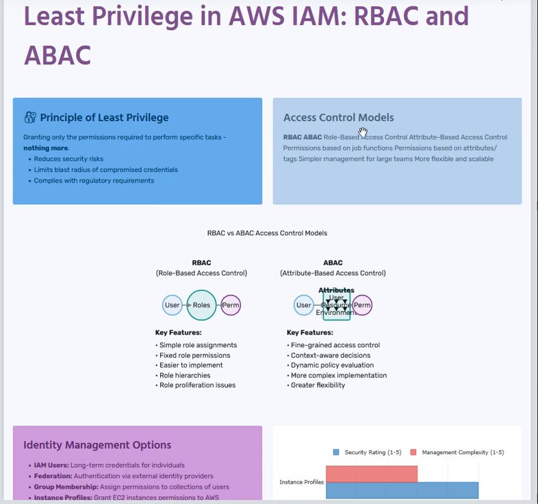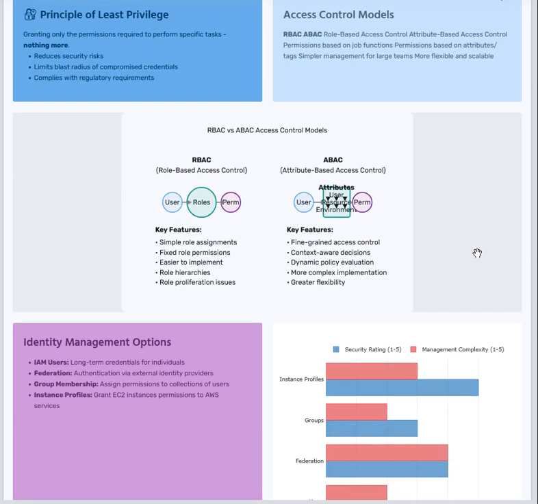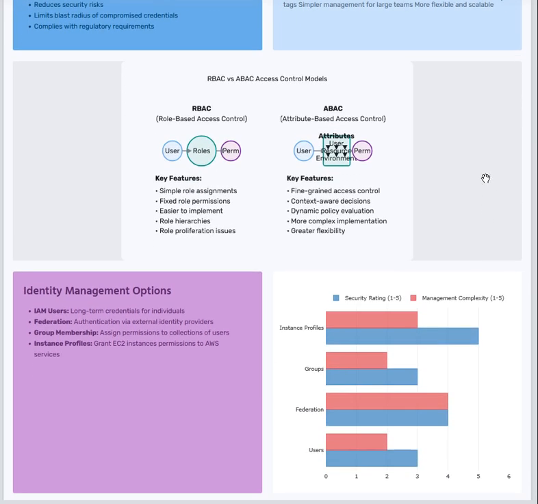And then access control models are back. ABAC, that means attribute based access control. Permissions based on attributes, tags. Simpler management for larger teams, more flexible and scalable, right? Let's have a look at the difference between RBAC and ABAC.